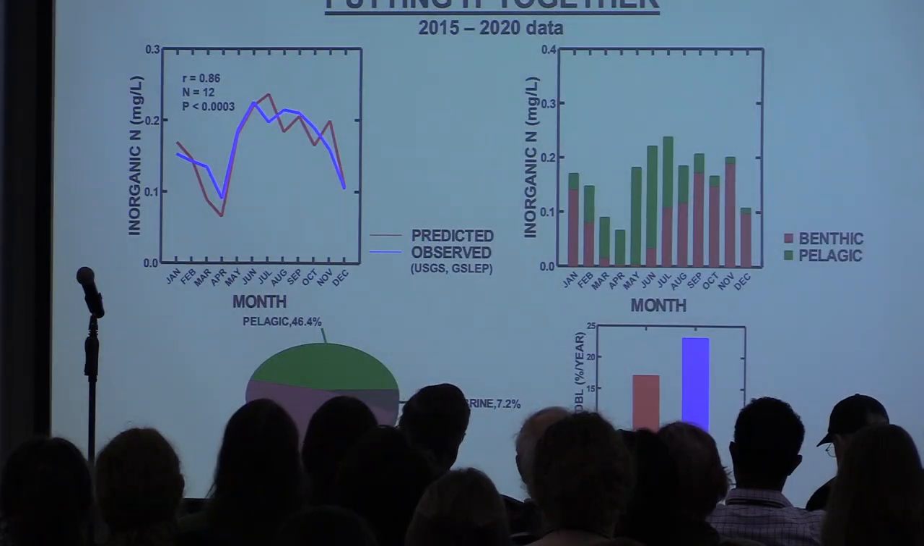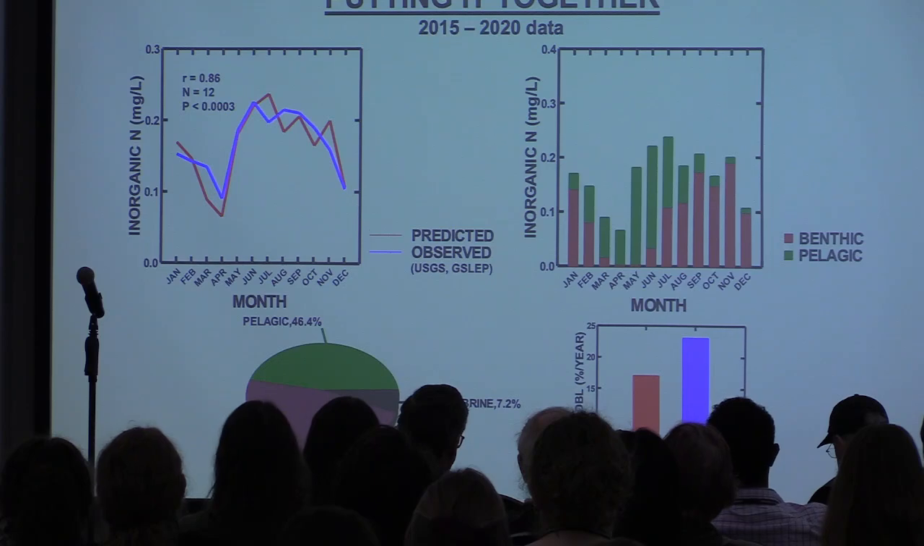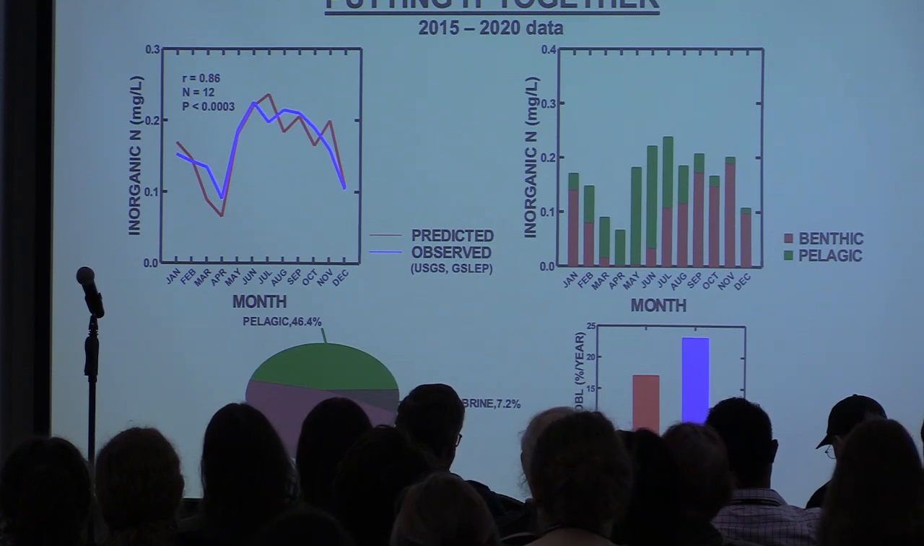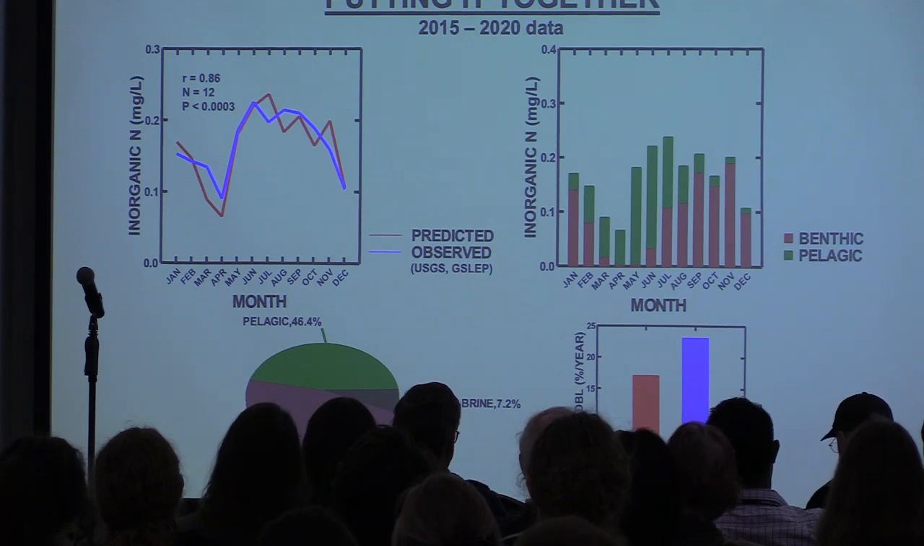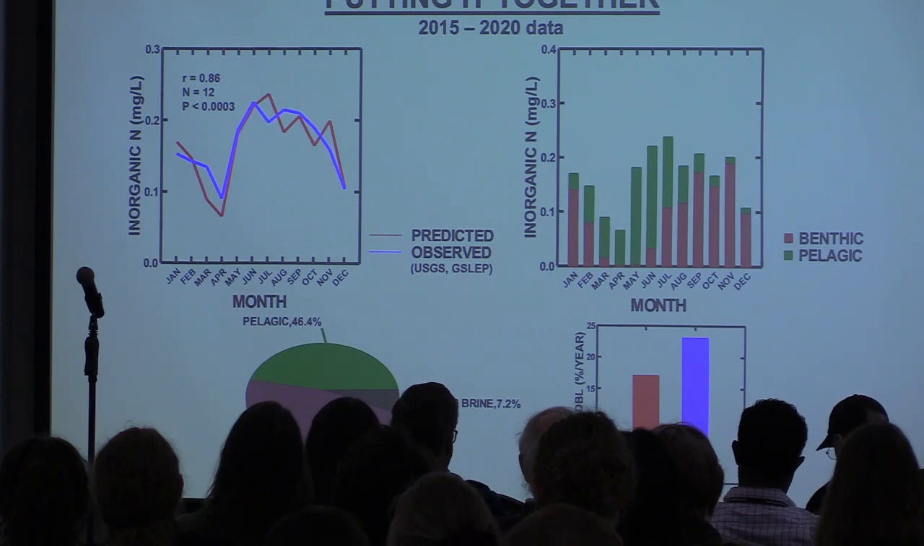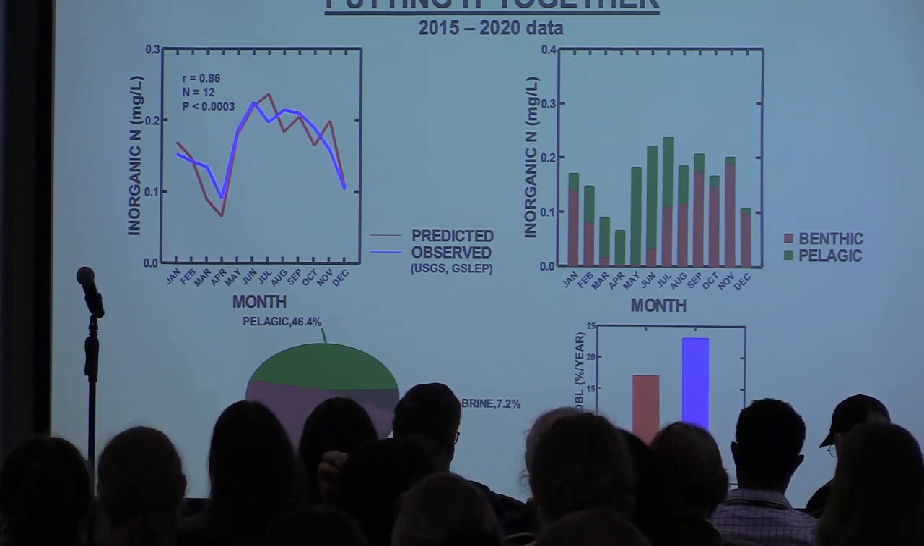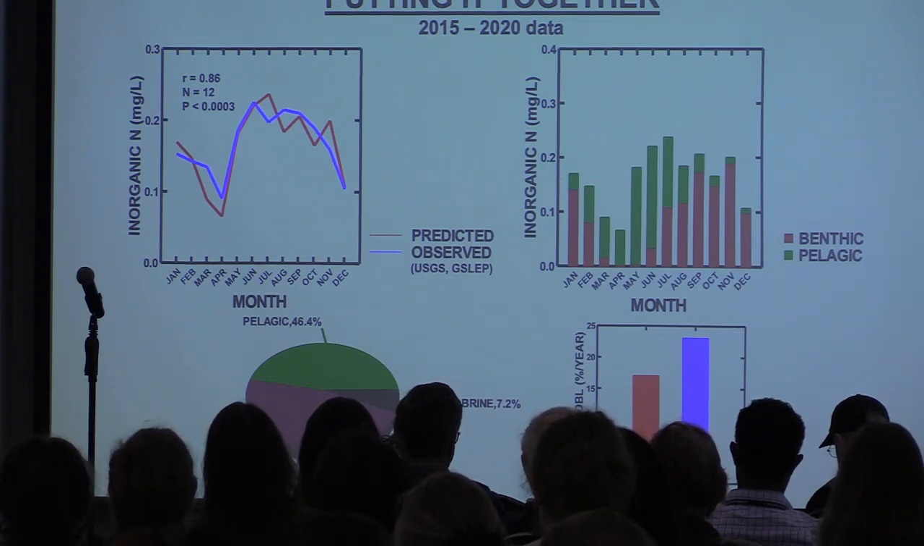Now to the telling part of the story. The red line here is what is predicted on a monthly level of what you should measure in the water in the Great Salt Lake in terms of nitrogen milligrams per liter. The blue is what was measured as part of the GSLEP program by the U.S. Geological Survey. It matches up very, very well. The model seems to be indicating the important aspects of the nitrogen cycling going on within the lake.